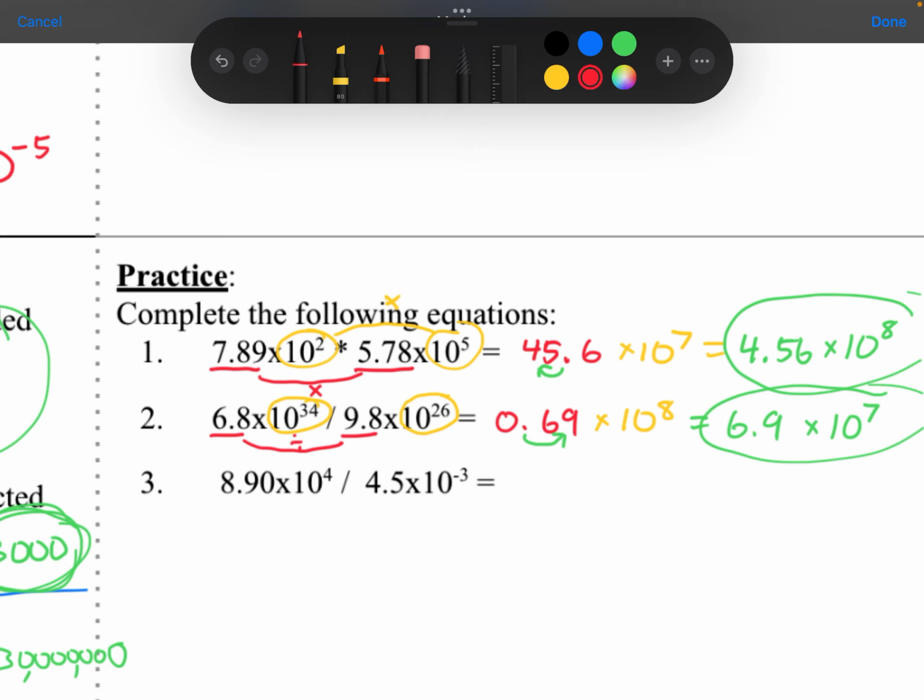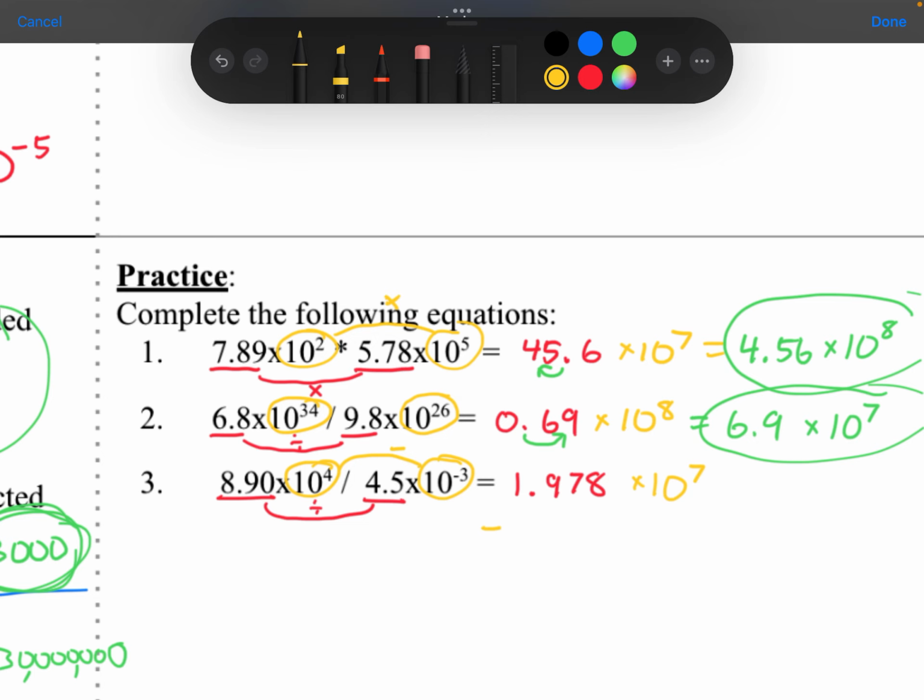Finally, we have our last one, 8.90 and 4.5, those are being divided, so we can divide those normally, and that's going to give us 1.978. And then we have our exponent piece, 10 to the 4 minus 10 to the negative 3rd, and that is going to give us times 10 to the 7th.